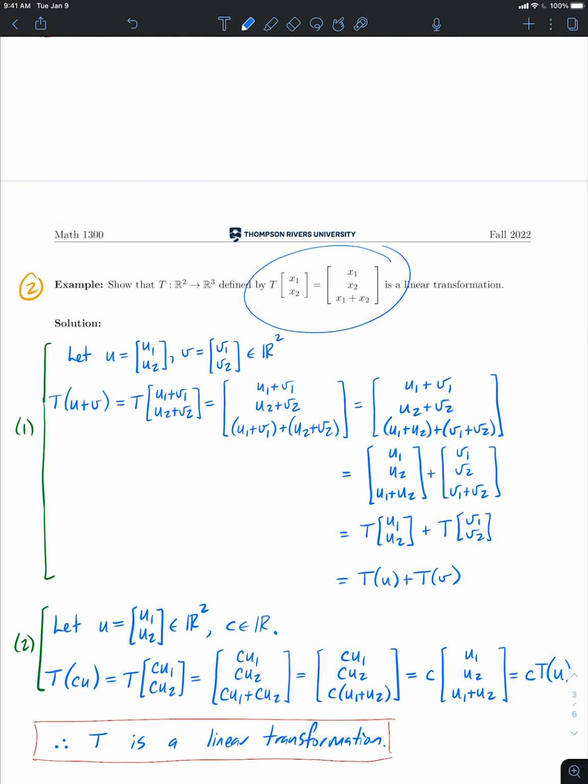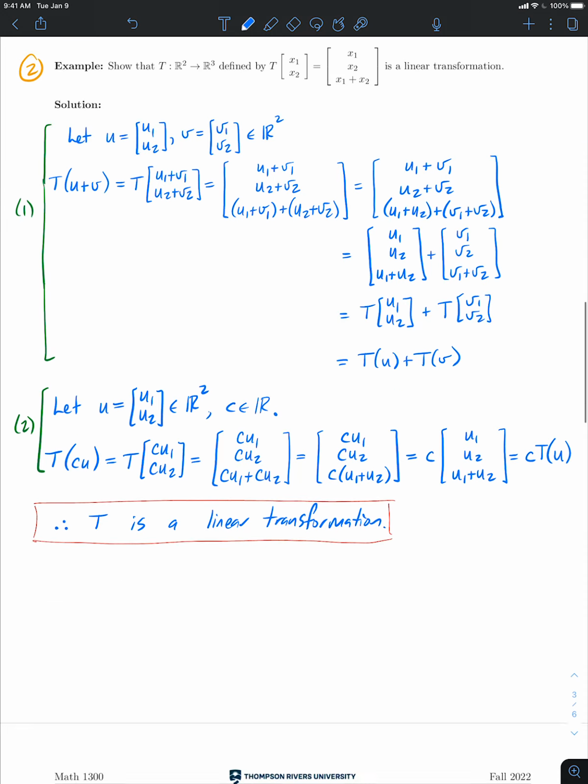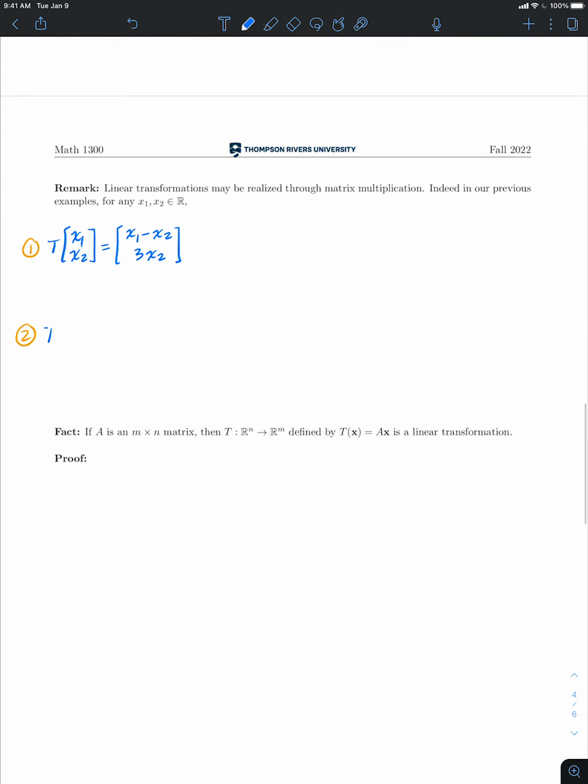The second example that we looked at is the one on the previous page. You can see the definition here, but I'll just write it down. It's given by T of x1, x2. Again, the domain was R2, but the codomain was R3 this time. The definition was that the output vector was of this form: x1, x2, and then the third coordinate was the sum of x1 and x2. I want to show you what I mean by the fact that these can be realized through matrix multiplication. By the action, I mean the thing that turns this vector into this vector.